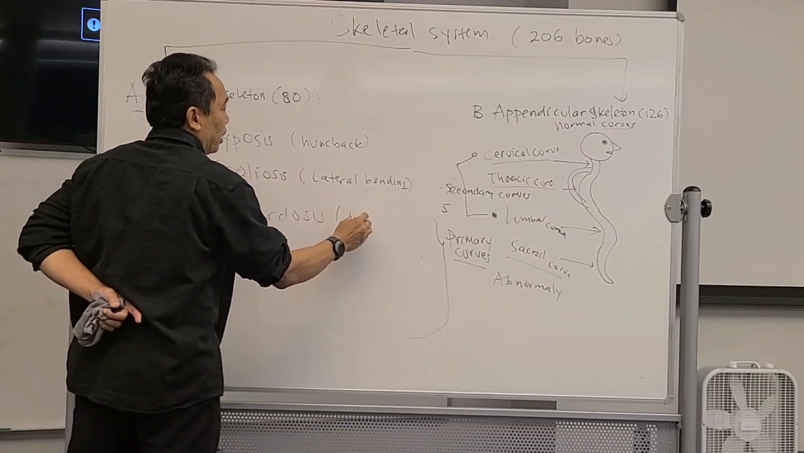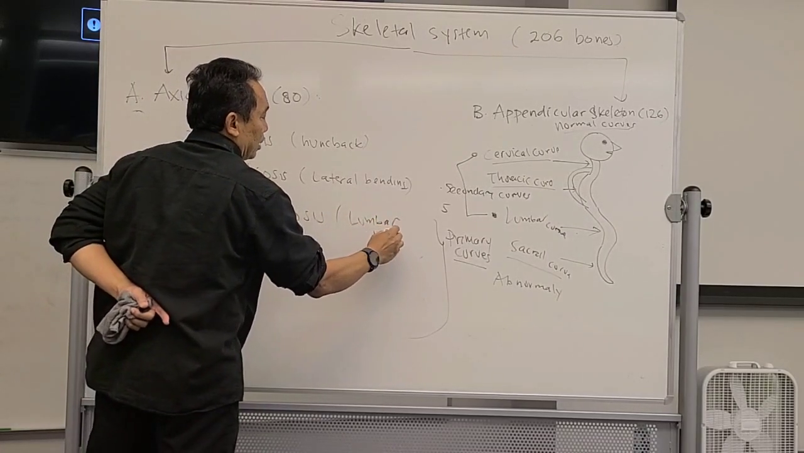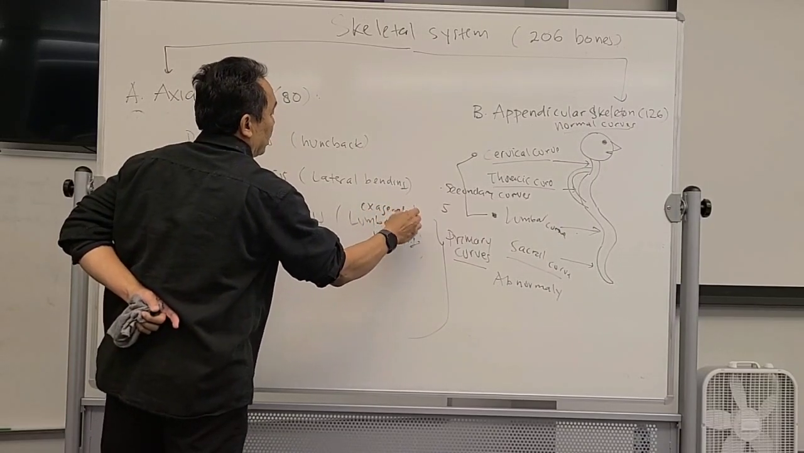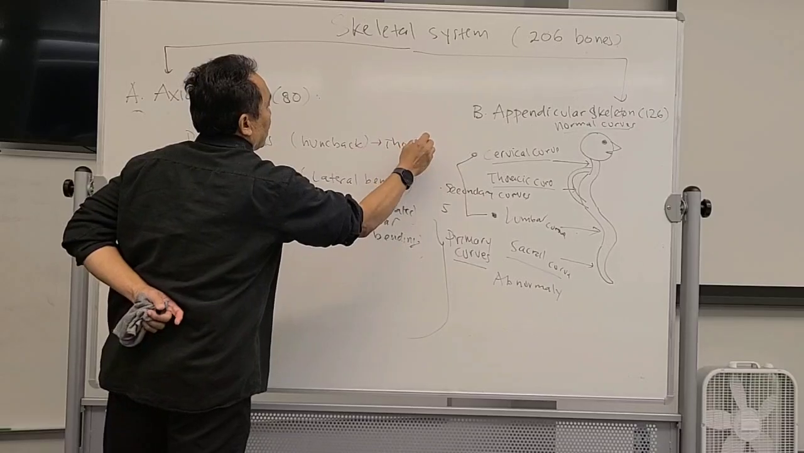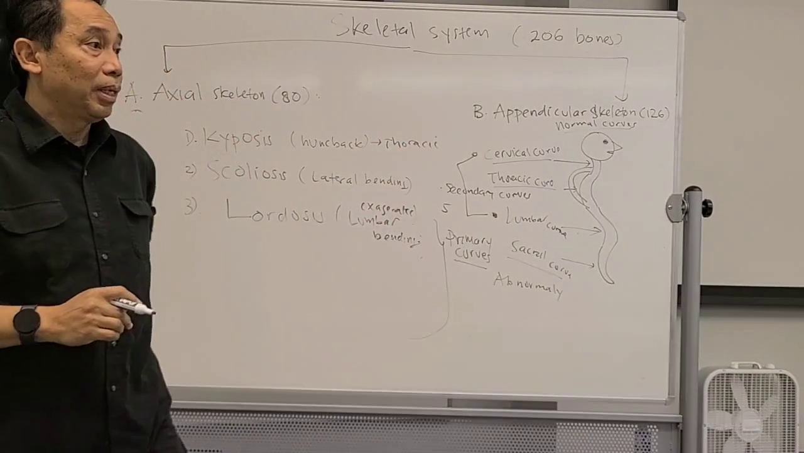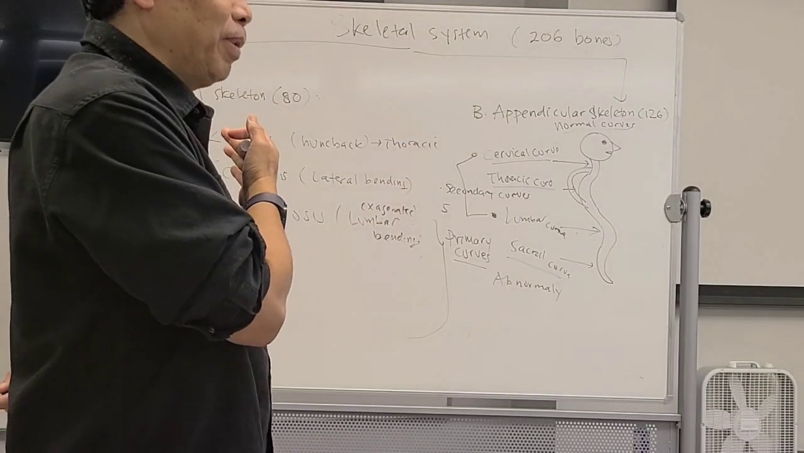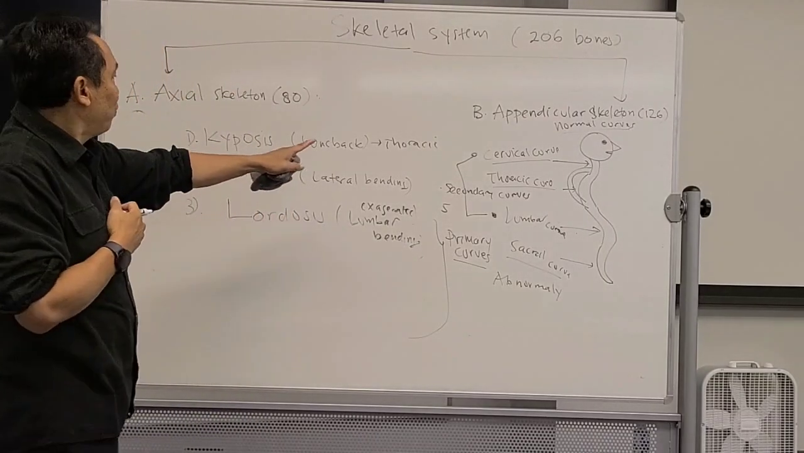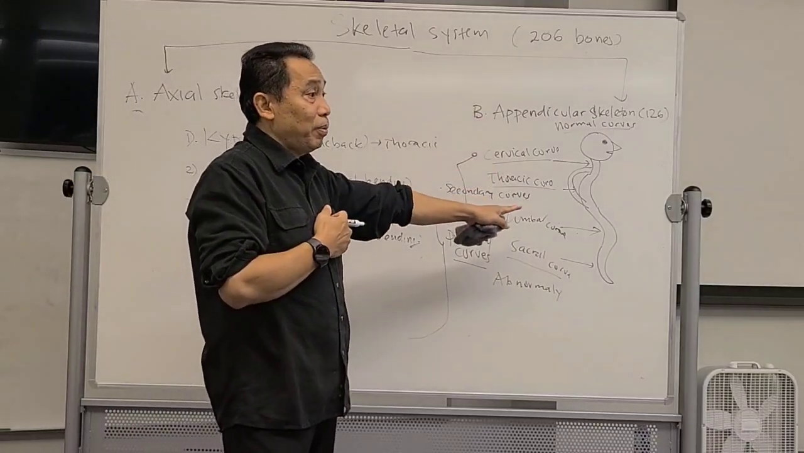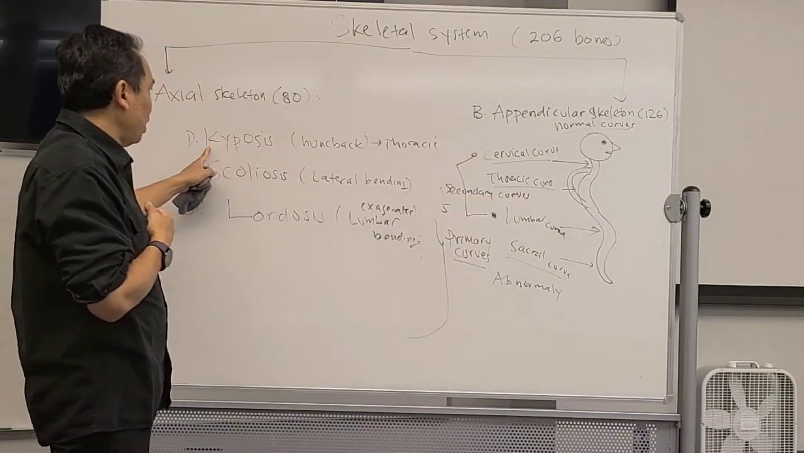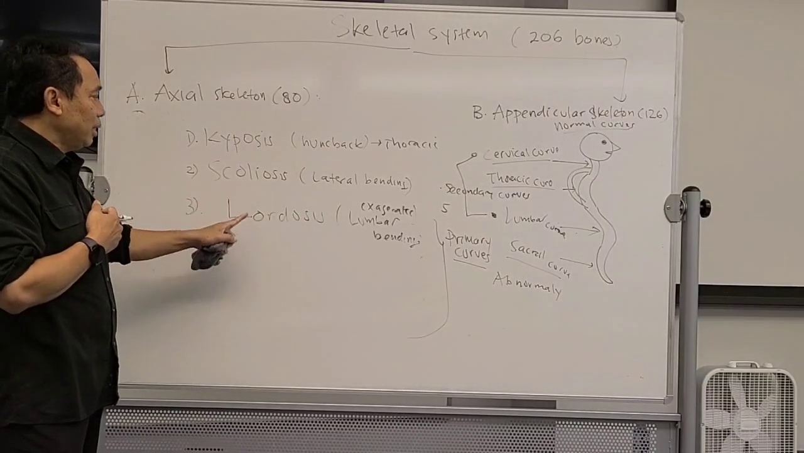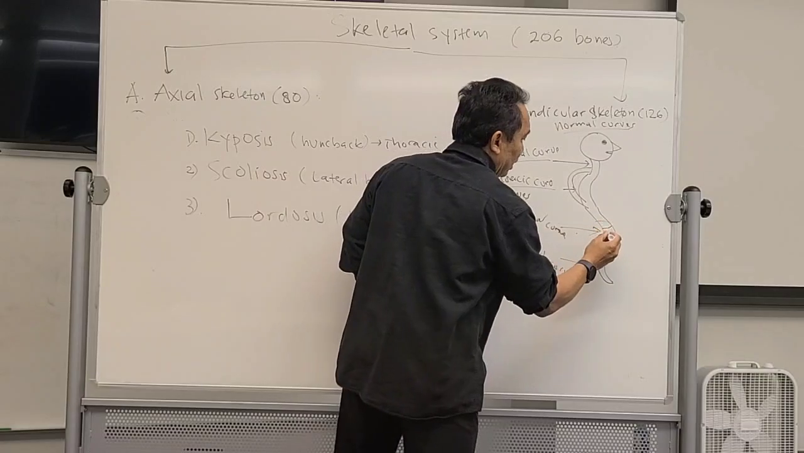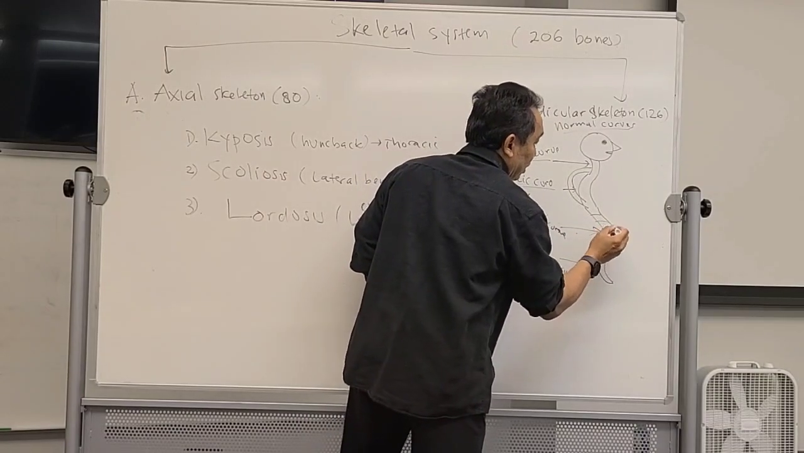Okay, this is lumbar bending, exaggerated, too much. This one is thoracic bending. Okay, you get this one. So these are 3 different types of abnormality in the vertebrae. Maybe kyphosis, scoliosis, or lordosis. And I mentioned before, on the lumbar area, it has 5 bigger vertebrae.